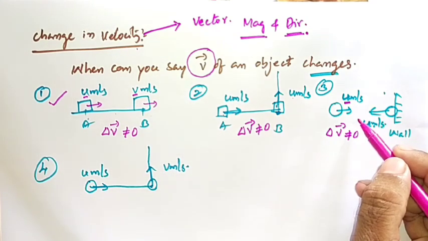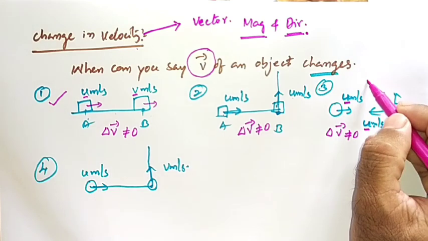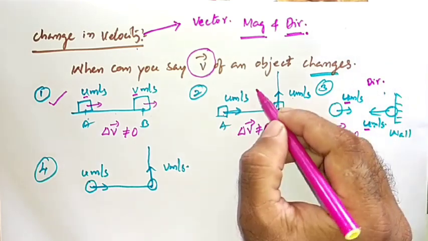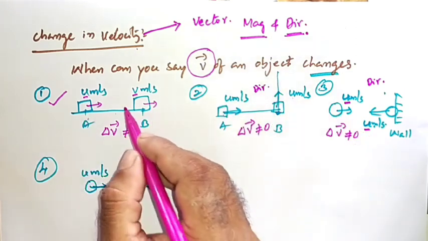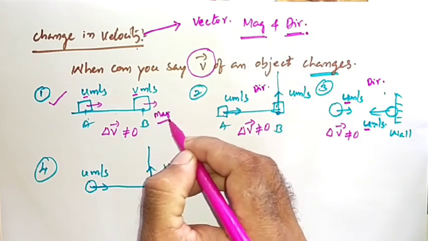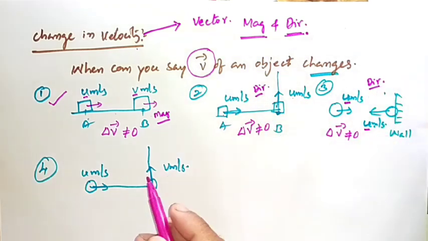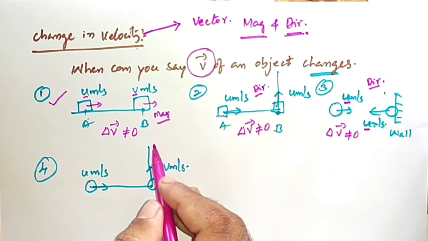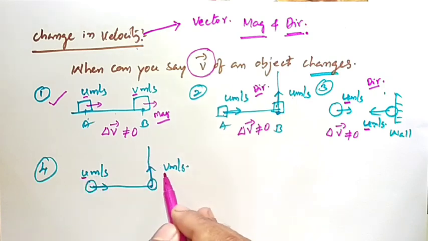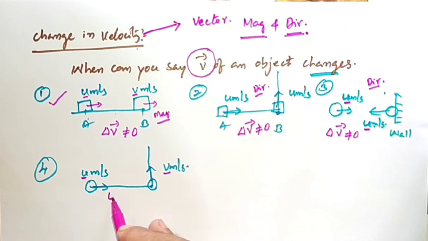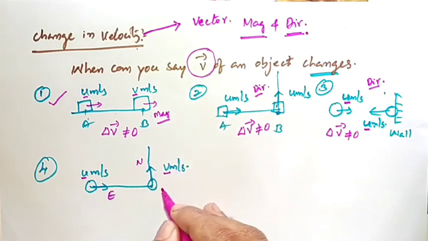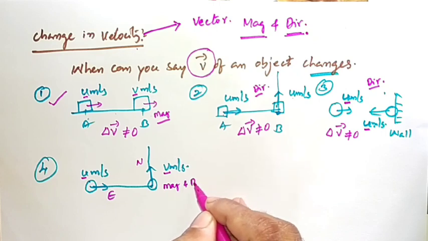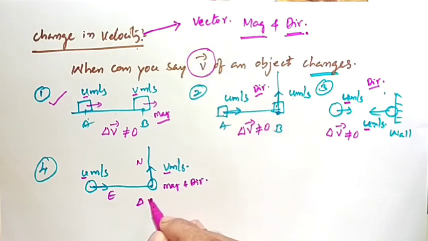Here which is changing? Magnitude or direction? Direction. Okay, here which is changing? Direction. Here which is changing? Magnitude. Clear? Now in this case, first it is moving with u meter per second east. Next its velocity changes in magnitude and direction. Its magnitude changes from u to v and its direction changes from east to north. So here magnitude and direction both are changing. So the change in velocity is not equal to 0.